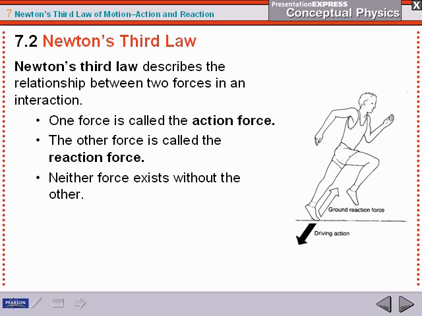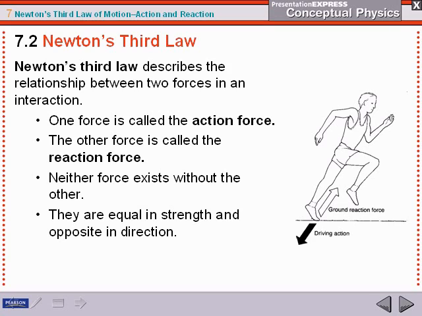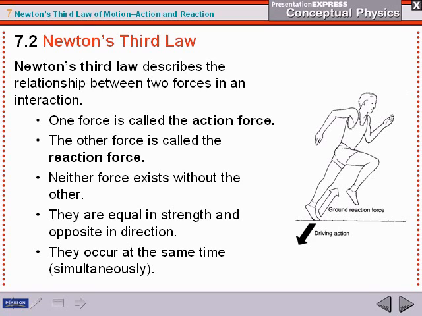Now, here's the important point. You've got to have both forces. They can't exist on their own. You can't have one force. It's always got to be in a pair. And another rule about this is that they have to be equal in strength and opposite in direction. If you push down on the floor with 10 newtons of force, the floor is going to push back on you with 10 newtons of force. And if you push down, it's going to push up. And another point is they both have to occur at absolutely the same time. They're simultaneous.